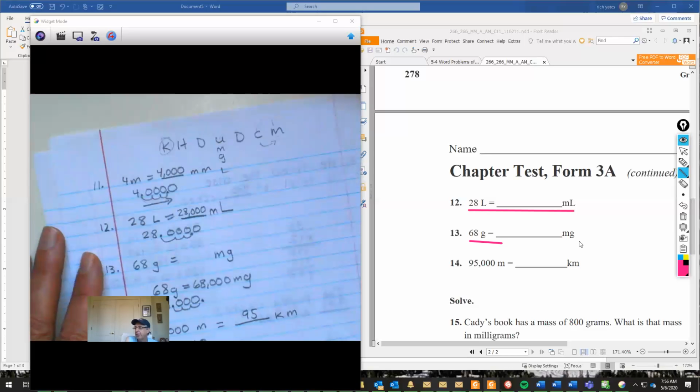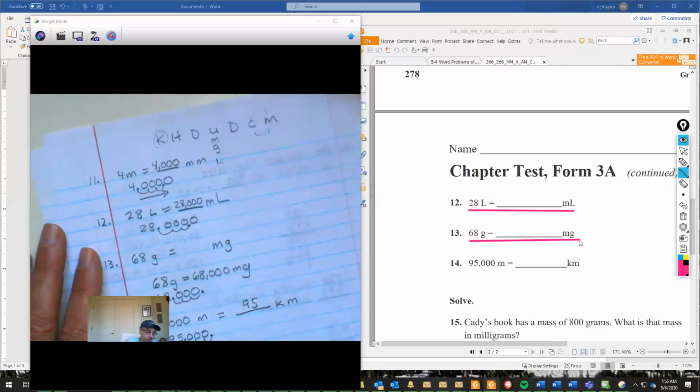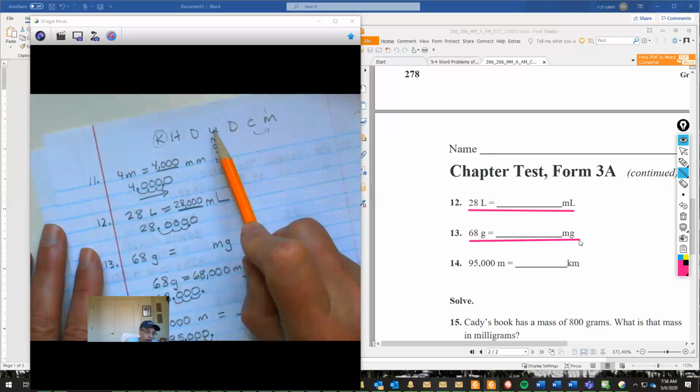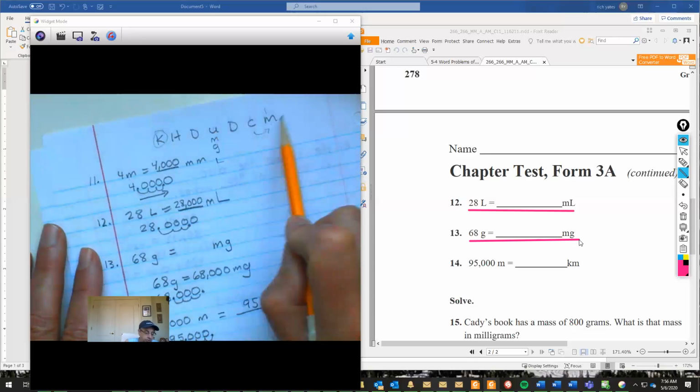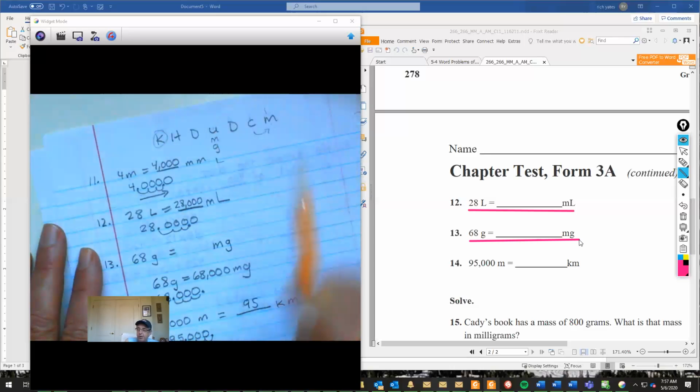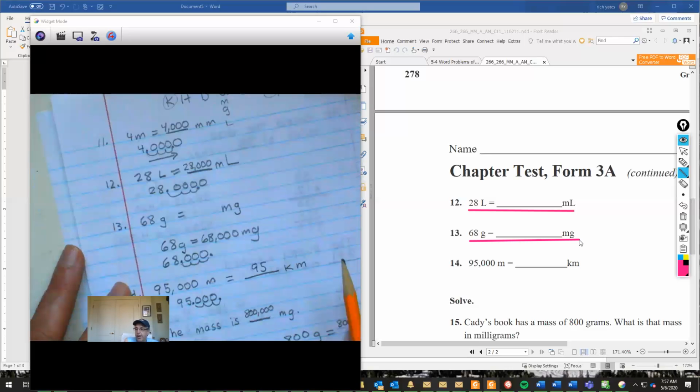I'm going to do basically the same thing with 68 grams into milligrams. I'm going to take the 68. I know I'm moving over from my base unit of grams, 1, 2, 3, down to milligrams to the right. So I'm going to move my decimal, annex some zeros, 1, 2, 3, and end up with 68,000 milligrams. Make sure that you write your answers today in your test, just like I'm doing here. 95,000 millimeters equals 95 kilometers, using the units of measurement labeled here, the complete expression.